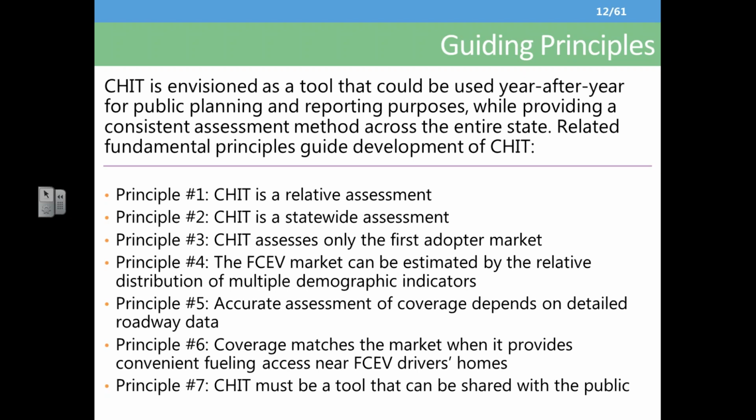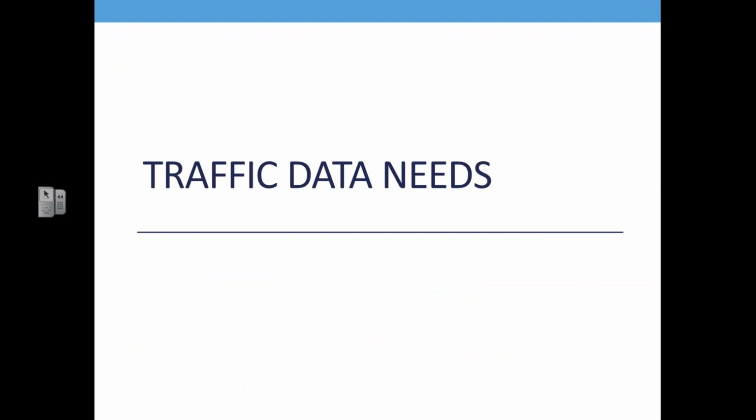Coverage matches the market when it provides convenient fueling access near the driver's homes. So that was an actual fundamental principle of how we first developed CHIT. And it must be a tool that can be shared with the public. So every input piece of data has to be something that we can share. It cannot be something that we bought. It cannot be something that's proprietary. And today, what we're basically doing is we're reconsidering principles 4 and 6. We're thinking about, okay, do we need to change what we're doing in terms of the definition of what the market really is or what coverage really needs to be?